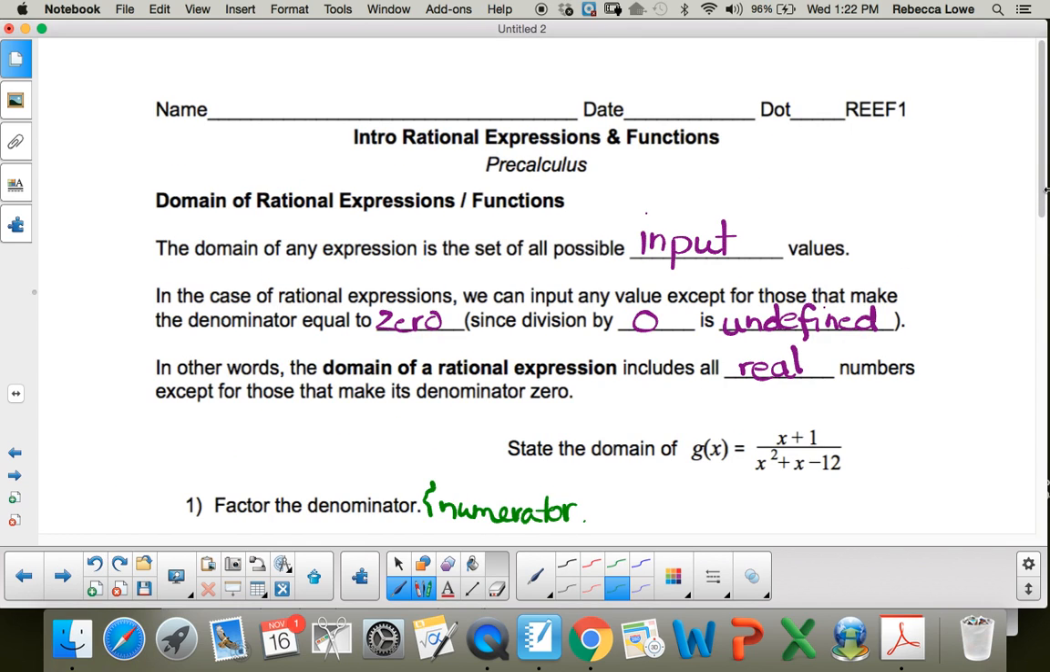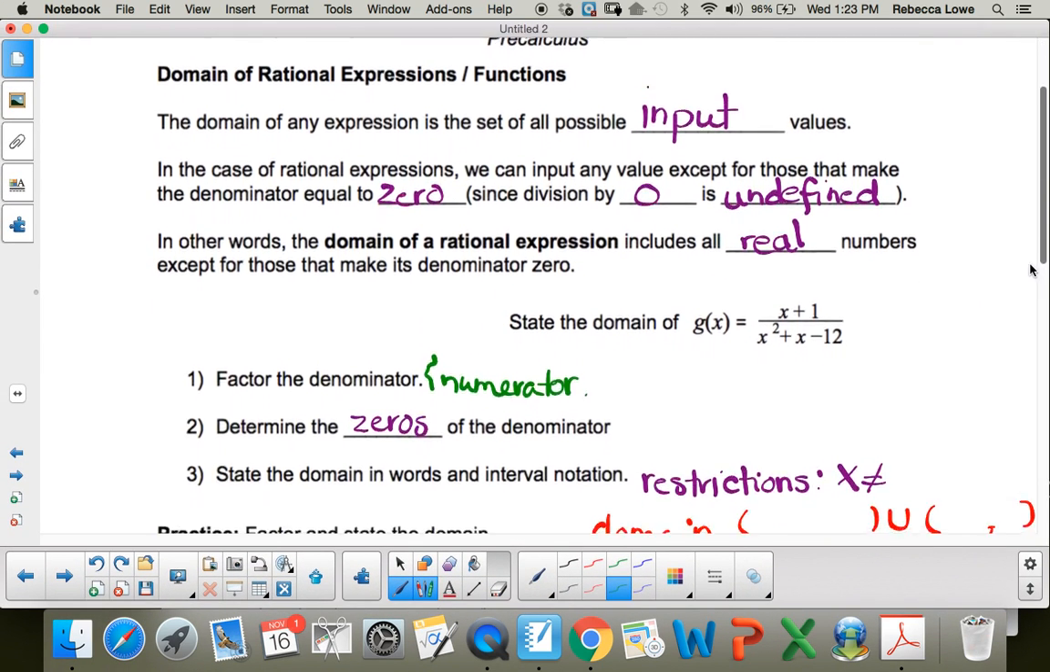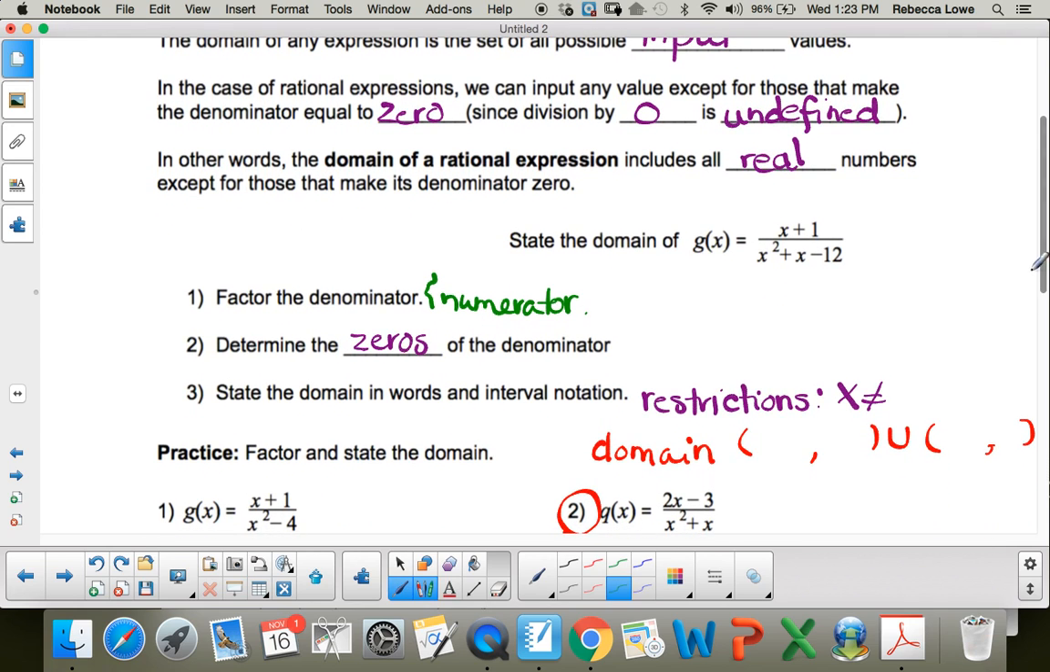Moving on to domain. The domain of a rational expression or function is the set of all input values. In the case of rational expressions, we can input any value except those that make the denominator equal to 0, since division by 0 is undefined. So in other words, the domain of a rational expression includes all real numbers except for those that make the denominator 0.